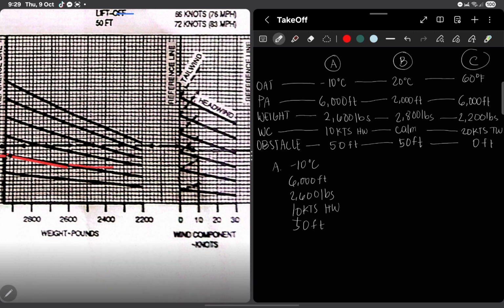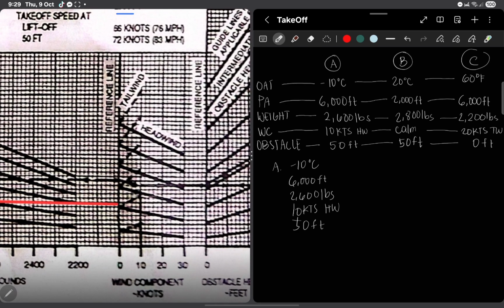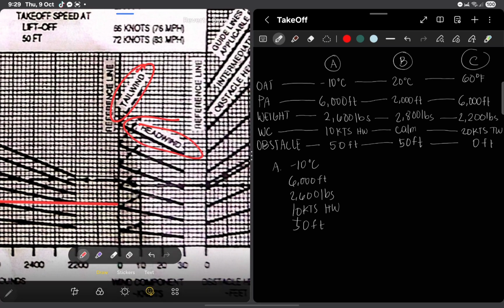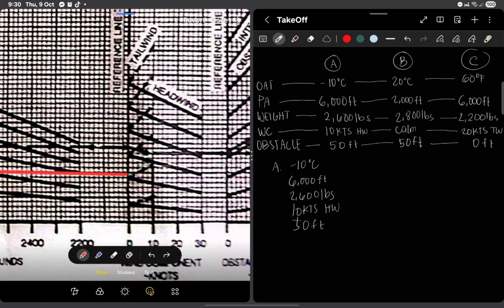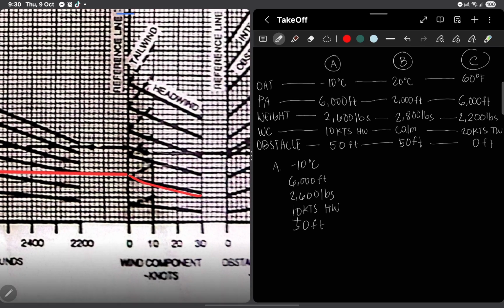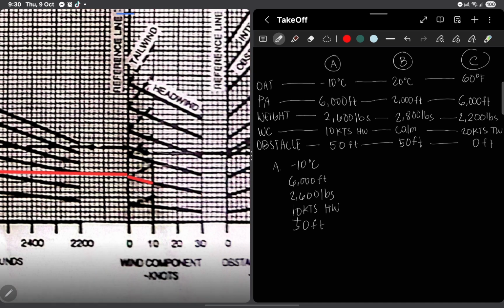So let's just go all the way here. And then next, our wind component is headwind. So you're gonna take a look at this. We have tailwind and headwind written right here. Since it's headwind, you're gonna follow the line that is slanted downwards. So right now the closest line that we have is here. So we'll follow this line until we reach our value, which is 10 knots. This is 10 knots right here.